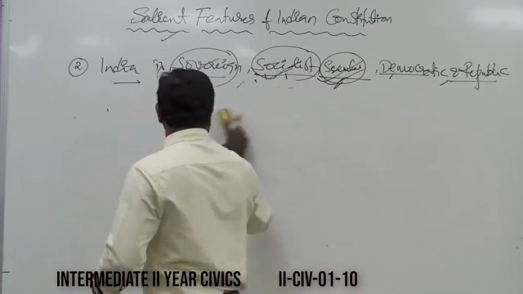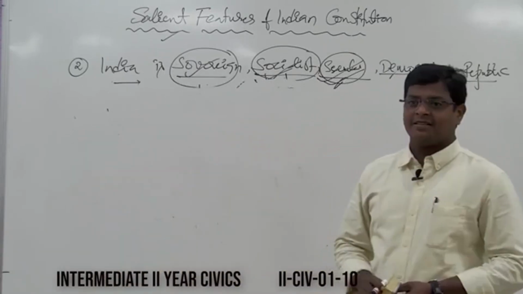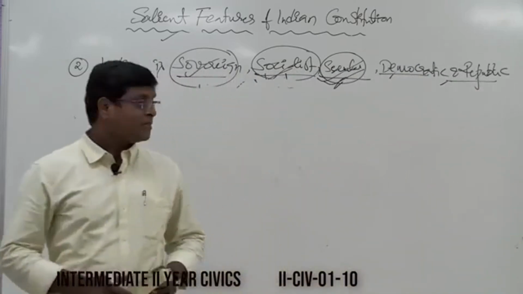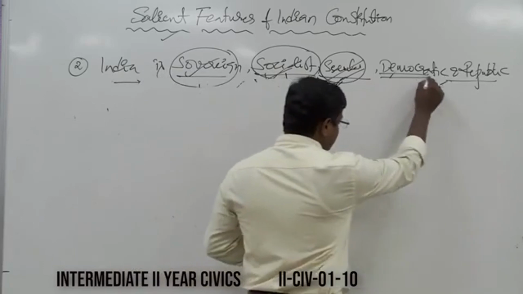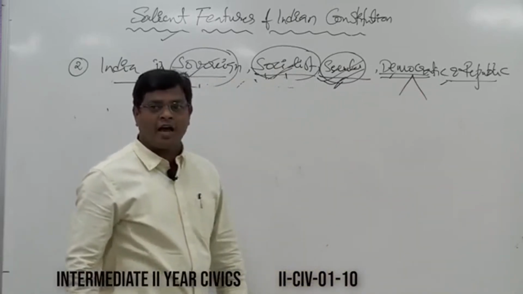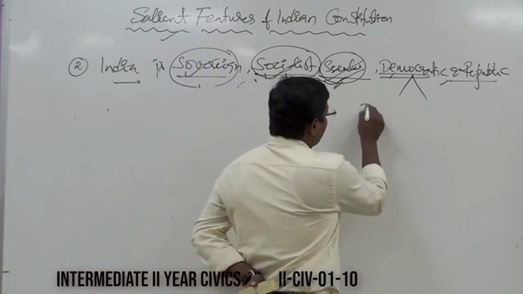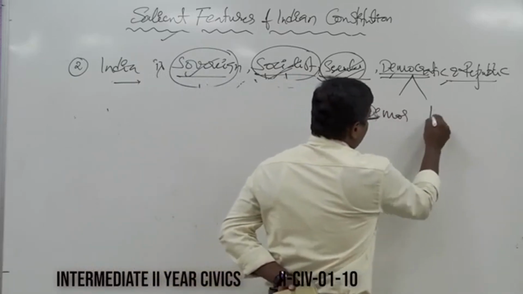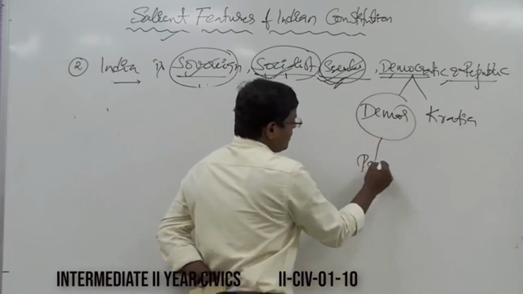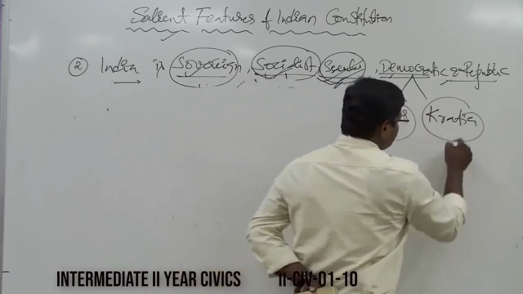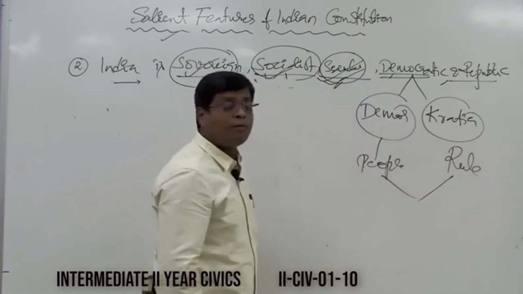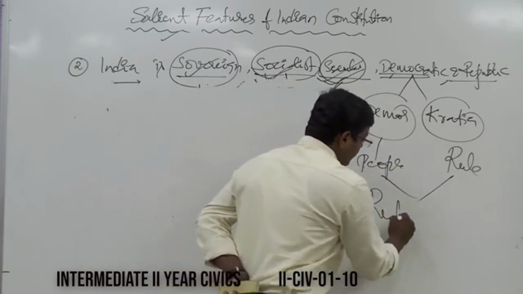Then democratic, or democracy. Is India a democratic state? Yes, India is a democratic state. What is meant by democracy? The term democracy is derived from two Greek words, demos and krasia. Demos means people, krasia means rule. Hence democracy means rule by people.